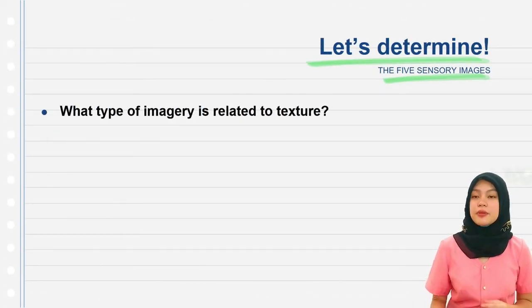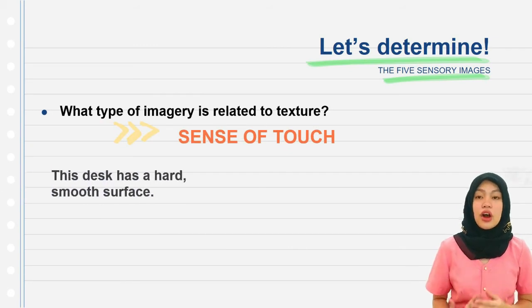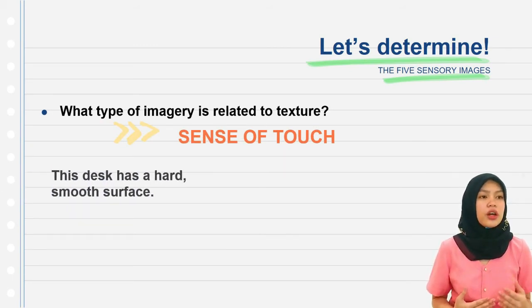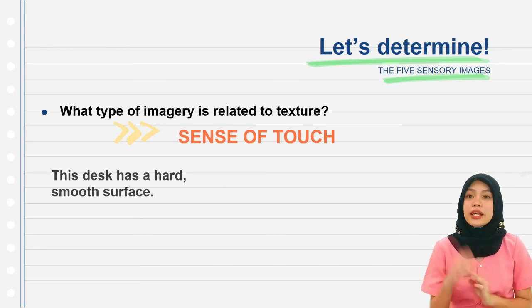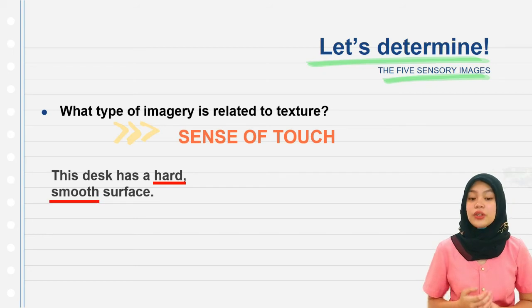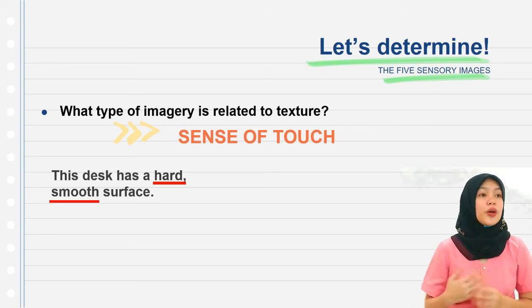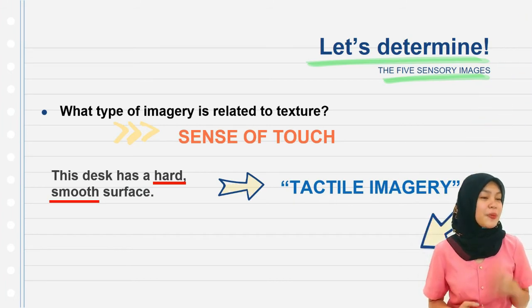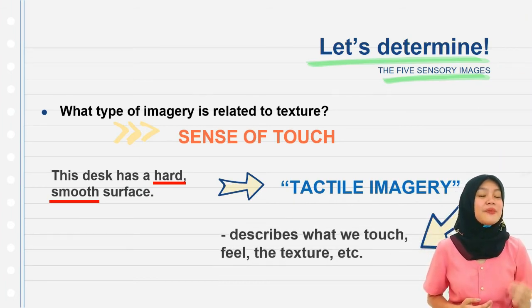Okay, so for the last one, what type of imagery is related to texture? In the sentence that I have presented, this desk has a hard, smooth surface. So what made you say that it is the sense of touch? What is the word that you used here that made you say it's the sense of touch? Yes, Verity. Very good. Hard and smooth. So in imagery class, this is called tactile imagery. Repeat after me. Tactile imagery. So it describes what we touch and feel, the texture. It can be soft, rough, like that.